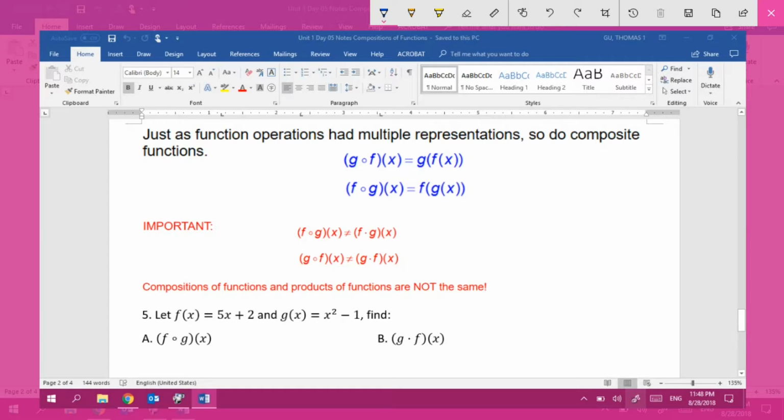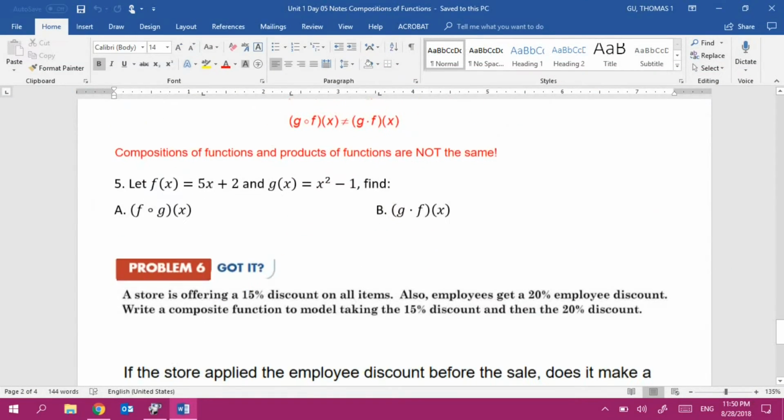Now be careful though, because look at this. G of f of x is not the same thing as f times g of x. This open circle and this multiplication dot are not the same thing. Alright, so in our last examples, we're going to show you the difference between the composite function and the multiplying function.